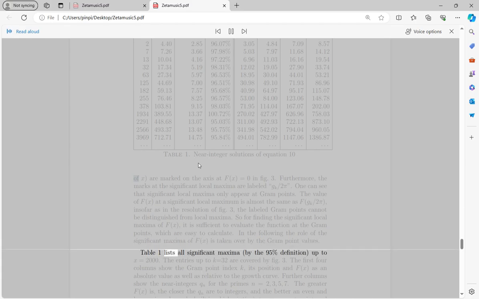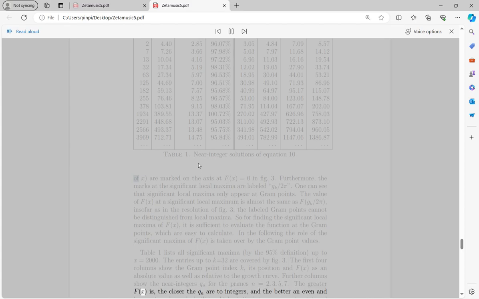Table 1 lists all significant maxima by the 95% definition up to x equals 2000. The entries up to k equals 32 are covered by Figure 3. The first 4 columns show the Gram point index k, its position, and f(x), as an absolute value as well as relative to the growth curve. Further columns show the near integers q_n for the primes n equals 2, 3, 5, 7.